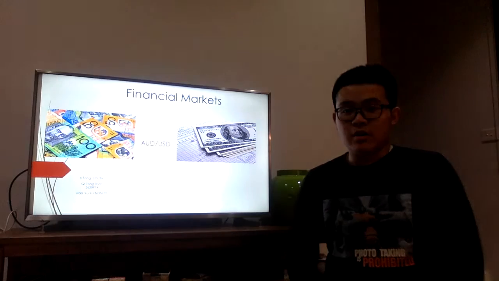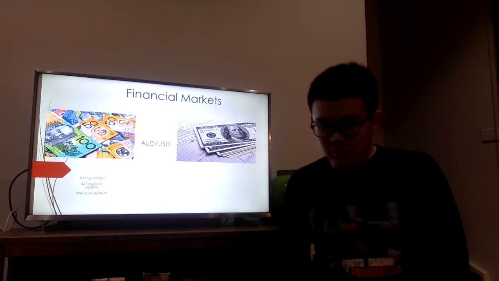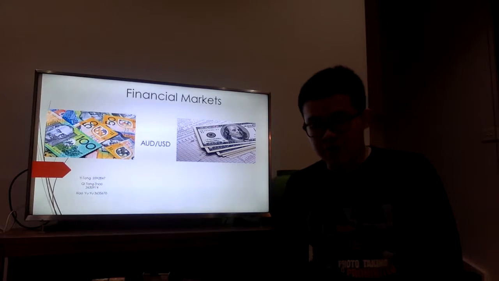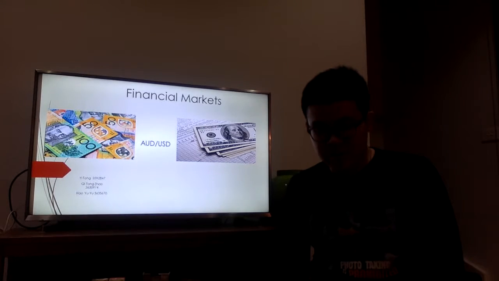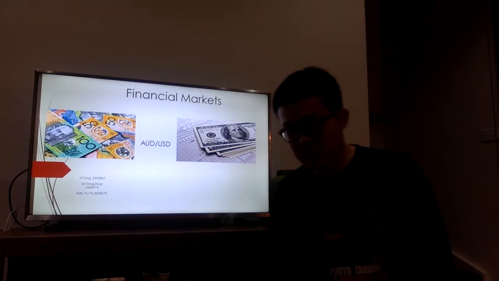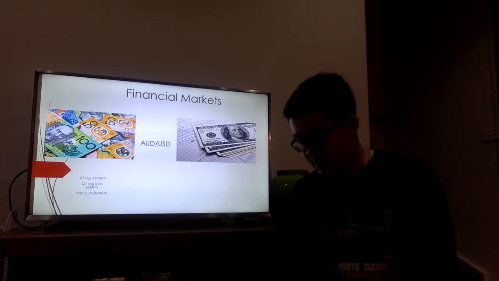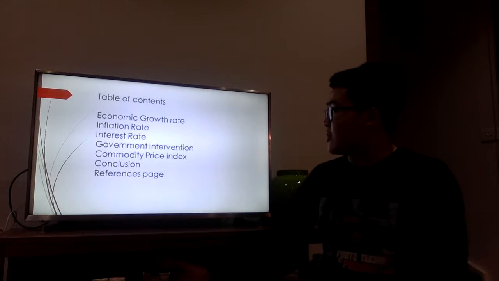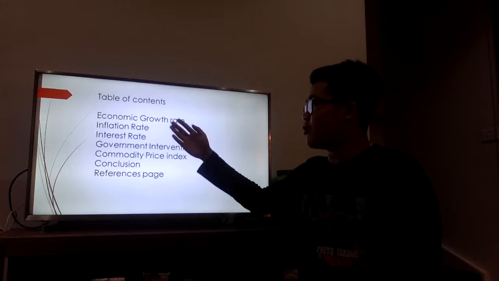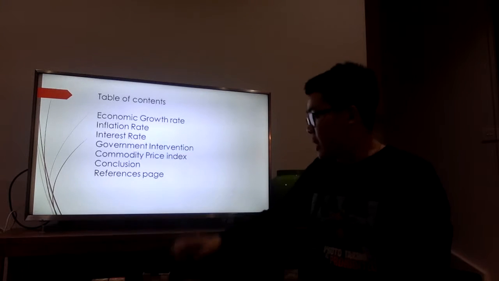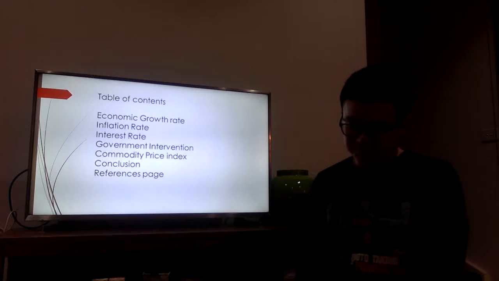The exchange rate is defined as the rate of exchange between two countries. Usually, one country's currency is used as a benchmark to convert an amount of money into another country's currency. Today, we are going to talk about these things in the presentation: economic growth rate, inflation rate, interest rate, government intervention, commodity price index, and conclusion, and the reference page will also be provided.